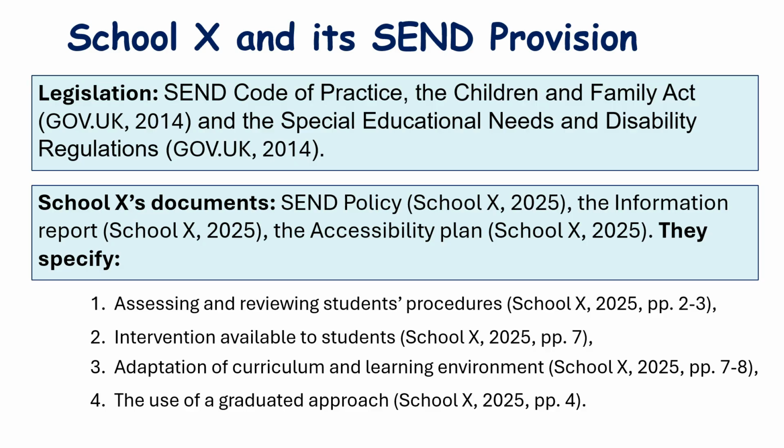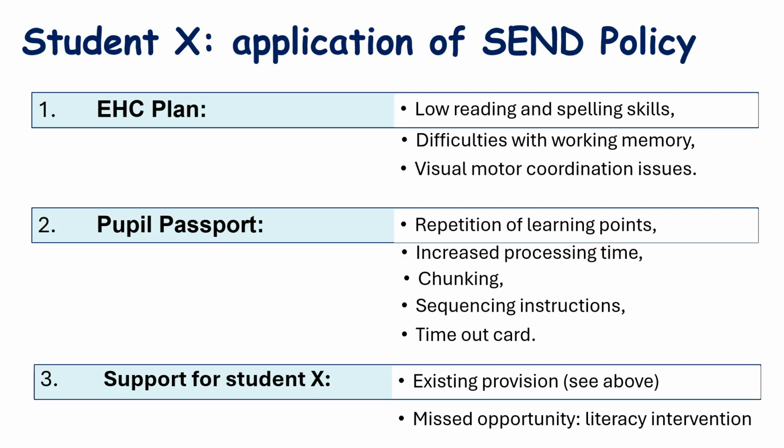School X SEND policy is presented in 3 main documents: SEND policy from 2025, SEND information report, and the accessibility plan. The Inclusion Department monitors the student progress throughout the year by assessing, discussing, and reporting students' progress 3 times. It specifies the types of intervention available for SEND students, including literacy intervention based on students' reading age. It outlines the adaptation of the curriculum and learning environment that we are going to analyze later, and the use of a graduated approach based on assess, plan, do, review cycle to remove or reduce any obstacle to the student's learning.